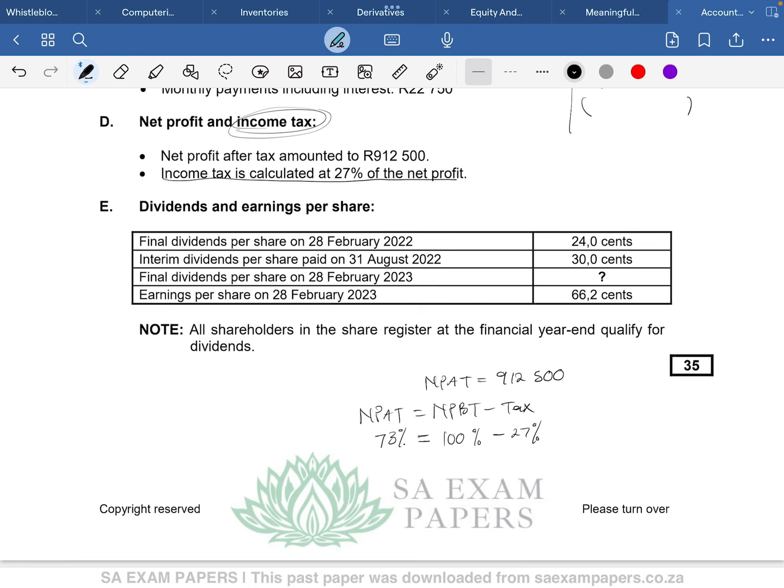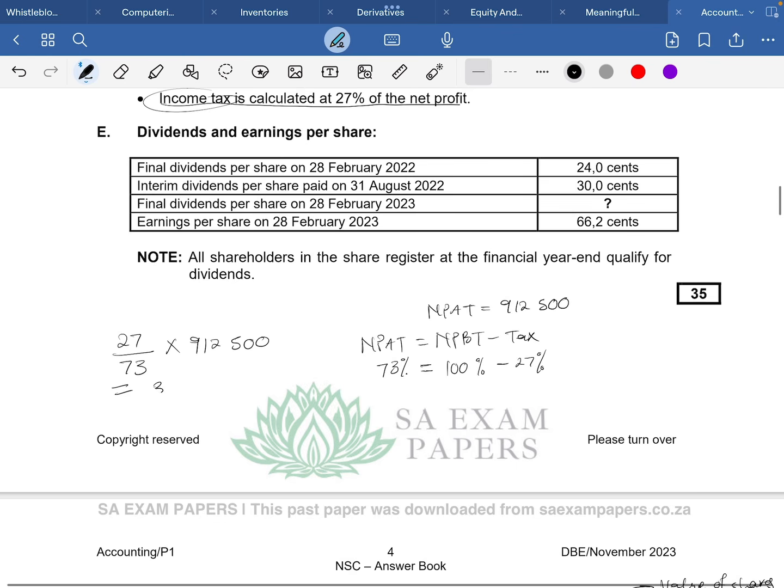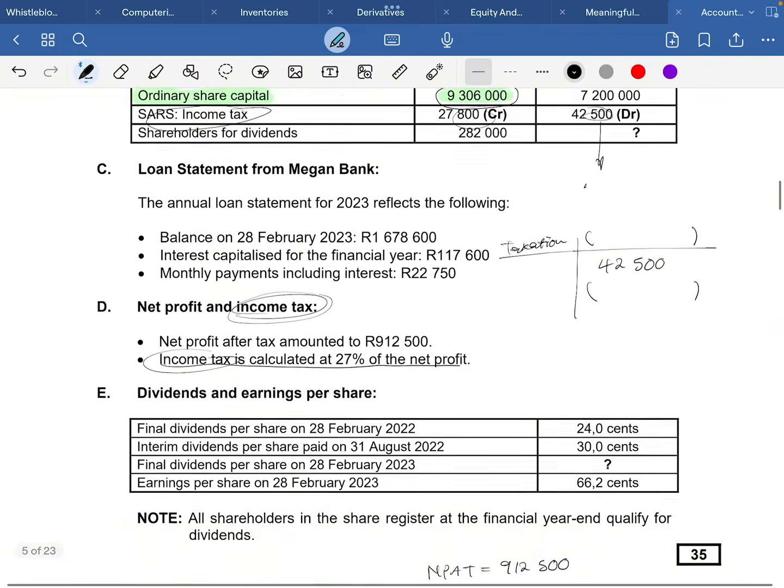Right, so what we want is income tax, what we want over what we know multiplied by the amount. So it's 912,500. Okay, so let's just quickly calculate that and see what we get. So it's 27 over 73 multiplied by 912,500, and that gives a tax of 337,500. So where's my working here?